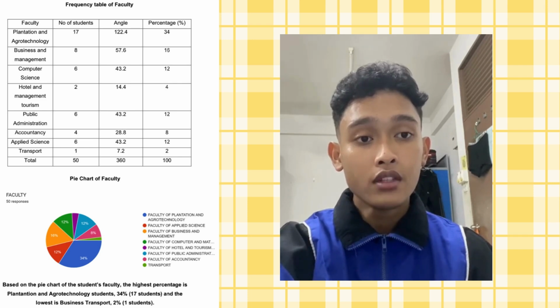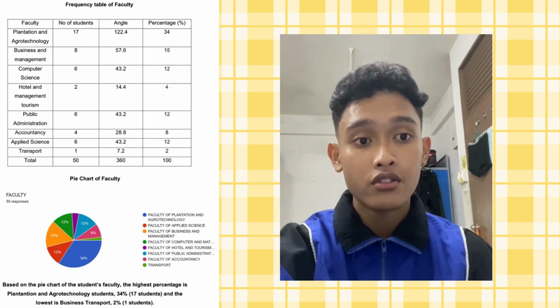So the next one is pie chart of faculty. As you can see, it is divided into a few areas. So based on the pie chart of the faculty, the highest percentage is plantation and agro-technology students, and the lowest one is transport.